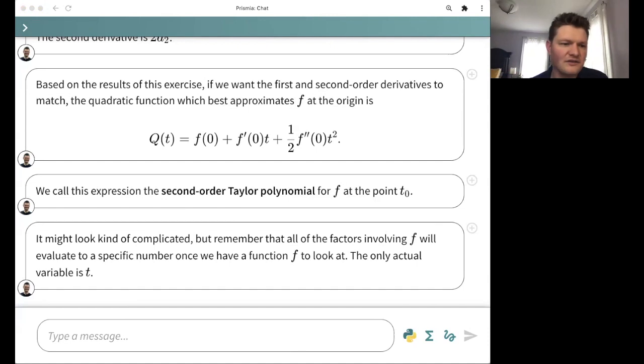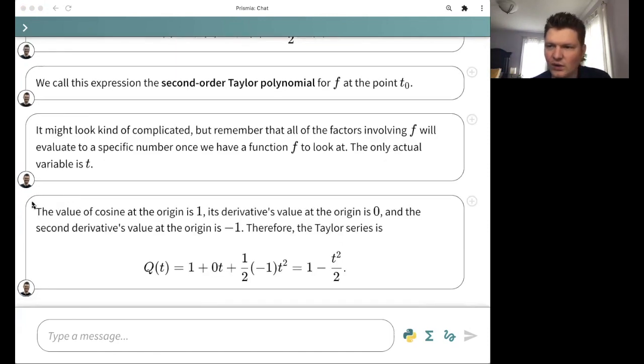Okay, so just to give an example here, if you look at a function like cosine, its value at the origin is 1. Cosine of 0 is 1. Derivative of cosine is minus sine. That's 0. So the linear term is going to be 0. And the second derivative at the origin is minus 1. So the Taylor series is going to be 1 plus 0 times t plus 1/2 times minus 1 times t squared. So that works out to 1 minus t squared. And we can plot this.